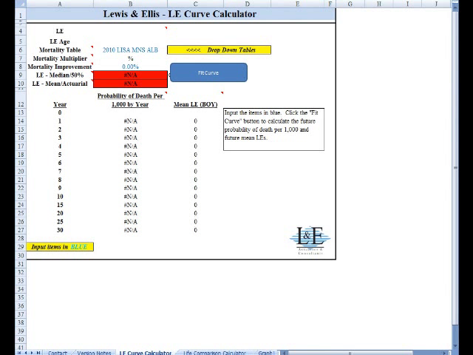We will begin with the LE curve calculator. By simply entering an individual's age and LE, this calculator devises a series of data points depending on the mortality table you choose. First, enter the individual's age and LE in months.